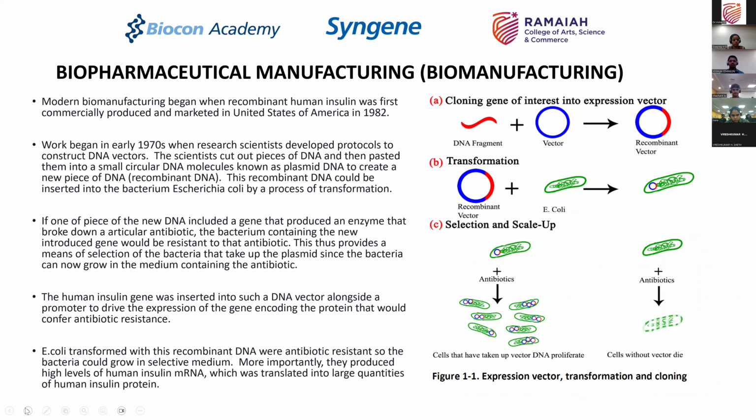Now, what is the biomanufacturing process? Where did it start? It started with the manufacture of recombinant human insulin, which was commercially produced and marketed in 1982. So, the biopharmaceuticals are much younger than I am. They were only here in 1982, though the work of getting to this stage began way back in the 1970s.